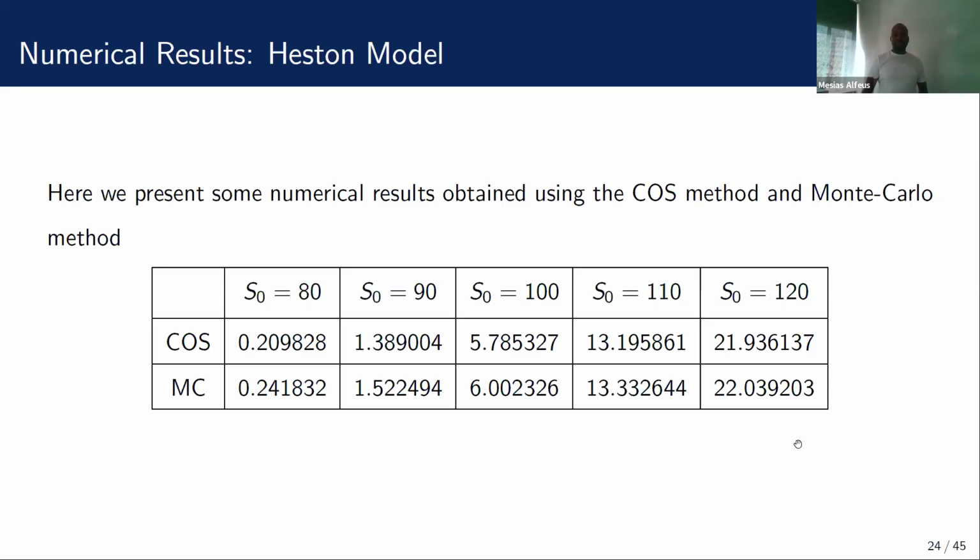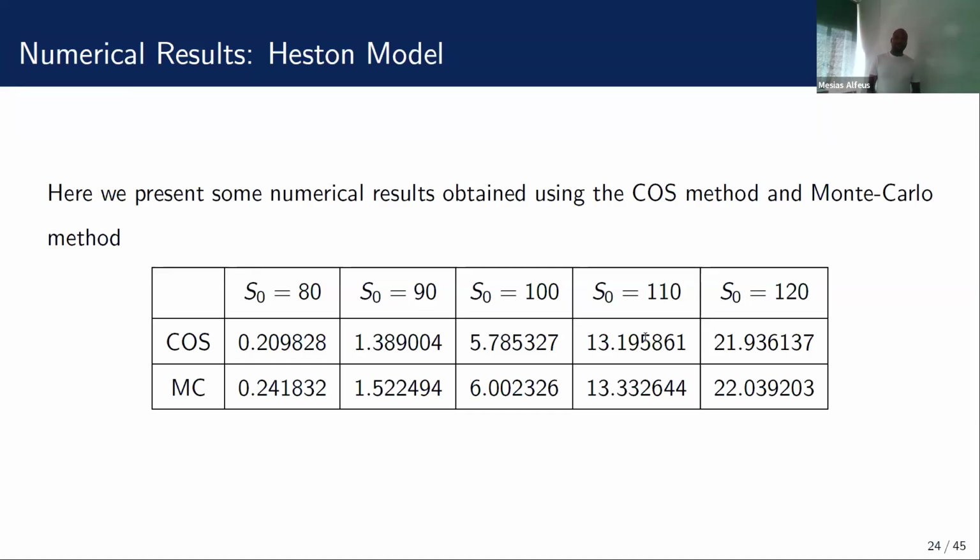For the COS method, this is what we get when we set the initial asset price to 80, 90, 100, 110, and 120. And then in the paper that we're reviewing by Fang and Oosterlee, this is the value they got. They calculated it for S0 equal to 100, and they got this value, at least, if I recall well, to two decimal places.